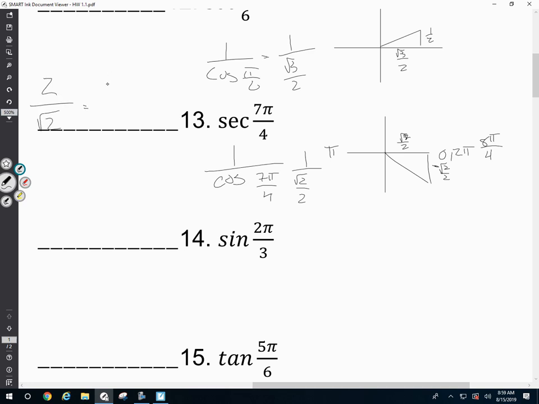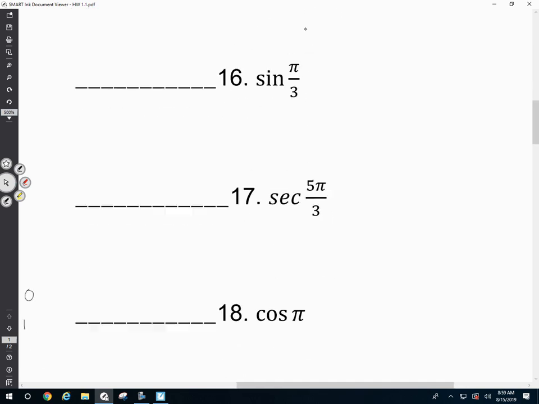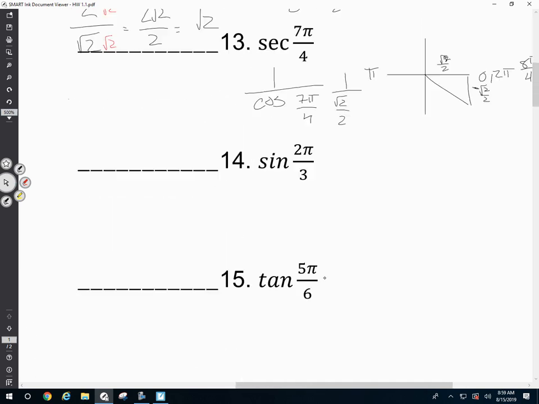Which is the same as 2 root 2 over 2, which is the same as root 2. And a reminder, you can multiply the top and bottom by root 2 to get this. All right, I'm just going to breeze through the rest of them. I feel like I've shown enough examples. Maybe I'll do the cosine of pi, but here's what I'm doing.